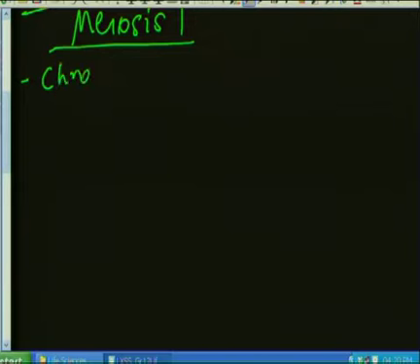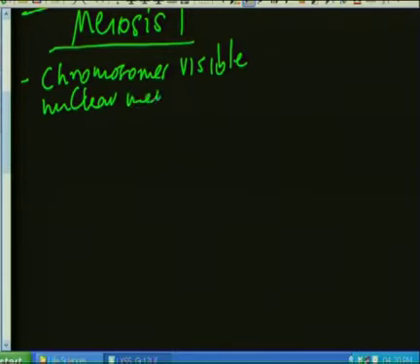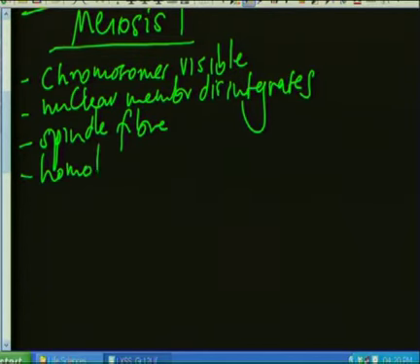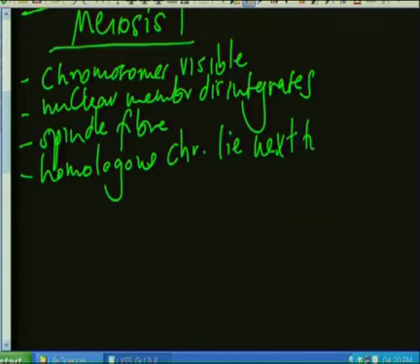So first of all, in meiosis, what happens is that the chromosomes become visible and the nuclear membrane disintegrates, spindle fiber forms, and homologous, this is important now, homologous chromosomes lie next to each other.